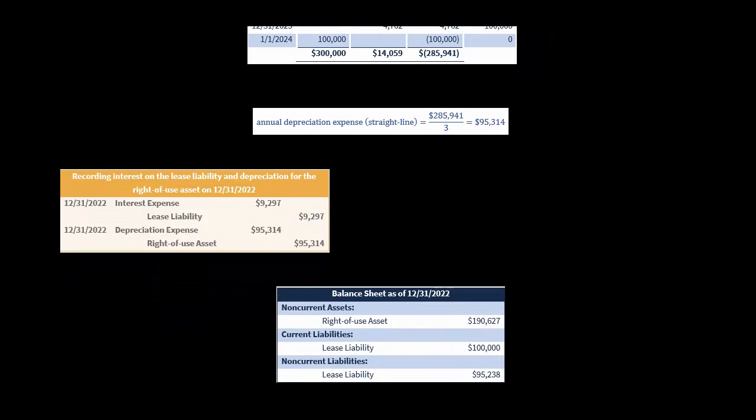Now, if we were to look at the lessee's statement of financial position, aka their balance sheet, as of the end of the first year, so 12/31/2022, so it's been 1 year.